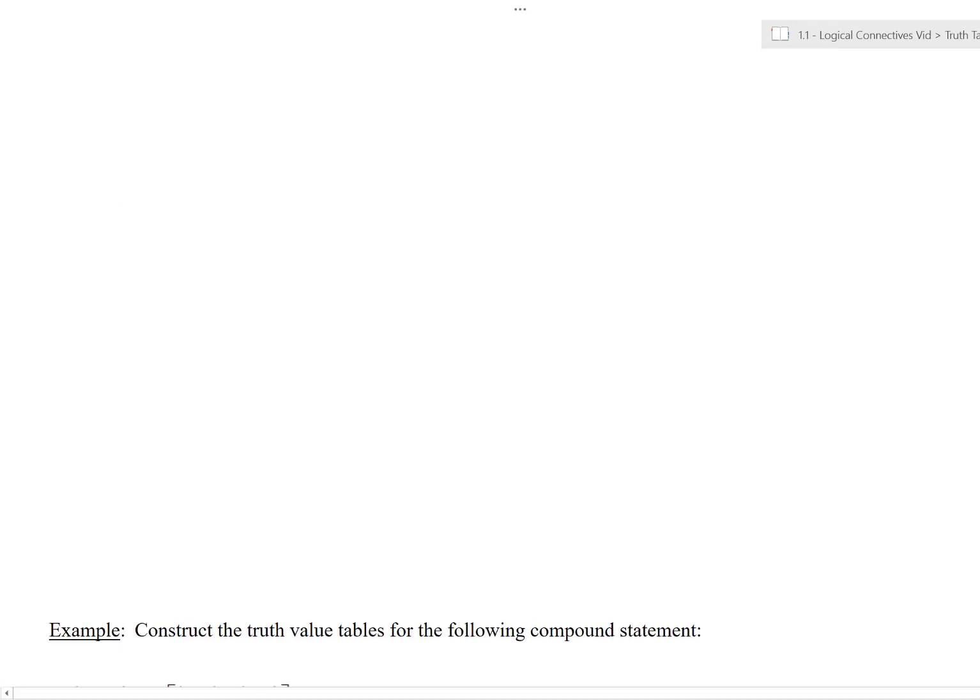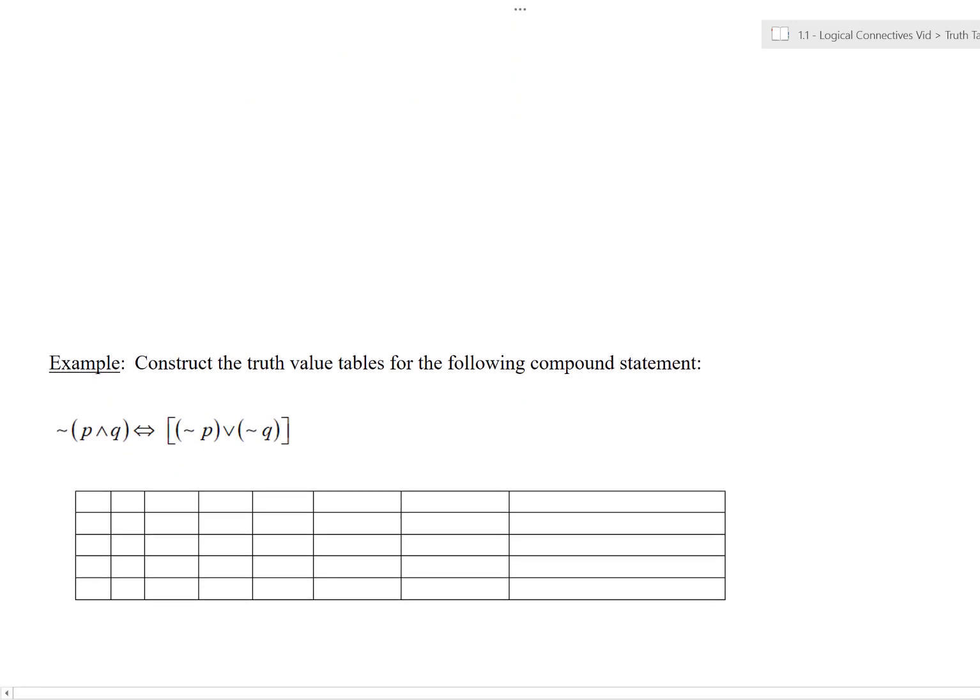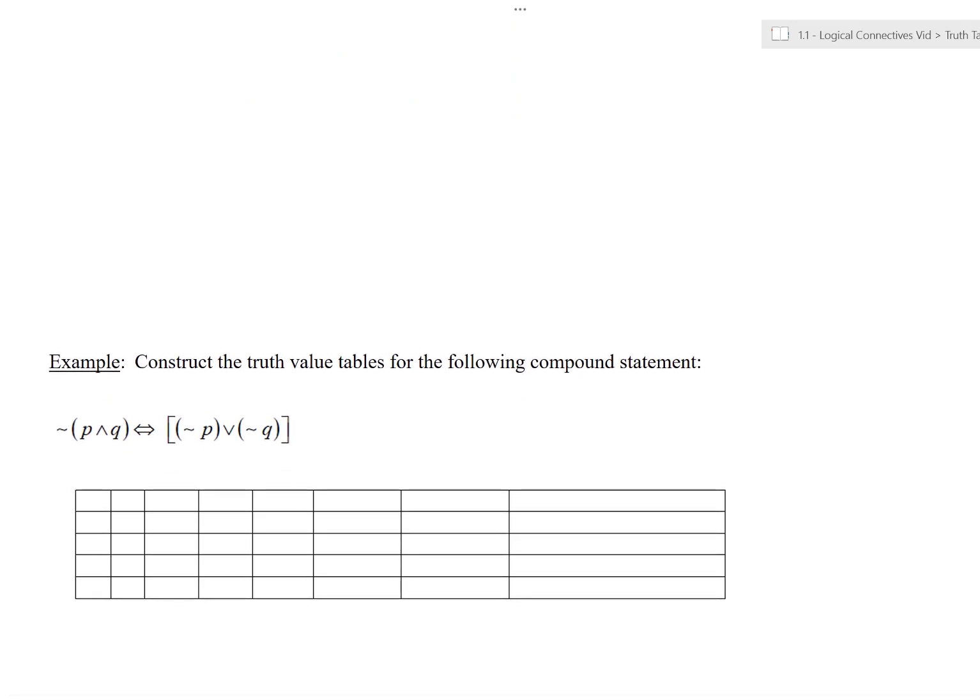Finally, let's look at a more complicated example here where we have a bunch of stuff going on all at once. The first part right here, the left-hand side, we're going to go ahead and construct that. The right-hand side we'll do next, then we'll combine them through the if and only if statement. And what this statement is saying is: not P and Q if and only if not P or not Q. When is that statement true? When is that statement false?